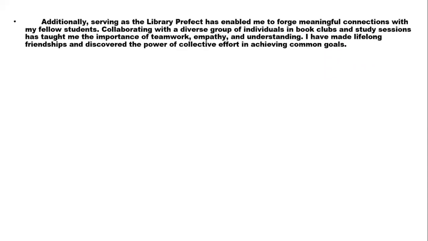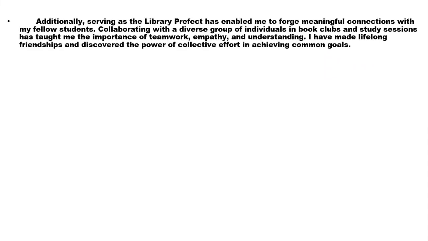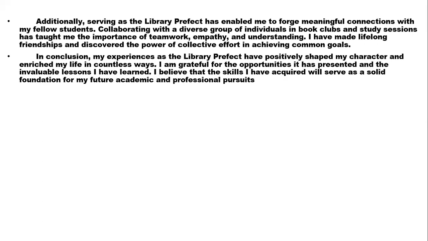Okay, so in the next paragraph, you continue. Additionally, serving as the library prefect has enabled me to forge meaningful connections with my fellow students. Collaborating with a diverse group of individuals in book clubs and study sessions has taught me the importance of teamwork, empathy, and understanding. I have made lifelong friendships and discovered the power of collective effort in achieving common goals.